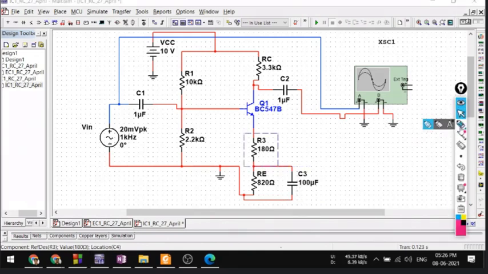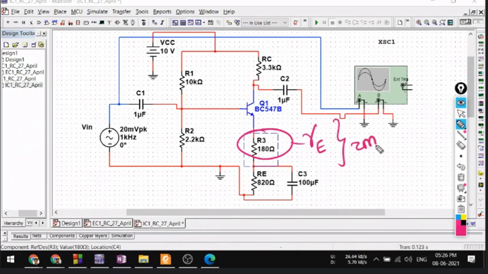This is called unbypassing the capacitor, and the symbol is small RE. This is the unbypassed capacitor, and this is the bypass capacitor, capital RE. Due to this unbypassed capacitor, you will get a stable gain, reduced gain but stable gain, and you will get no distortion in the output.